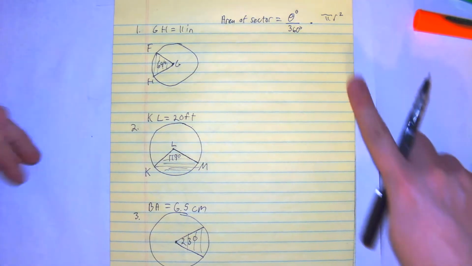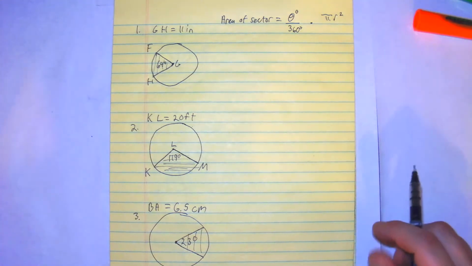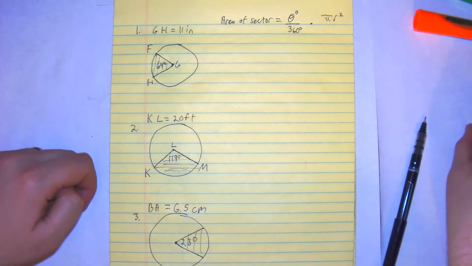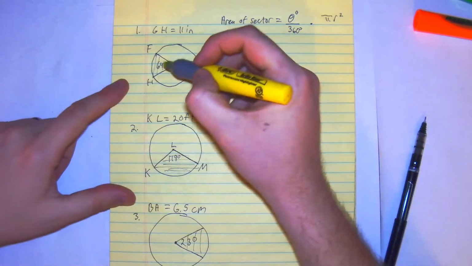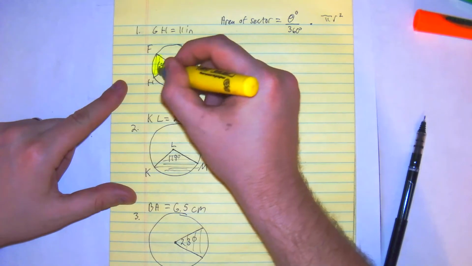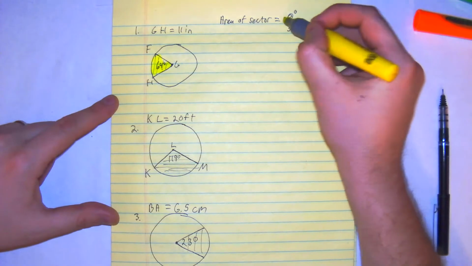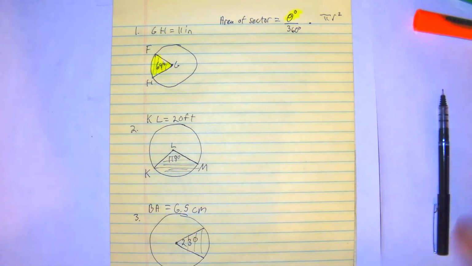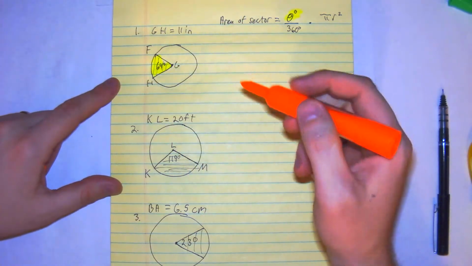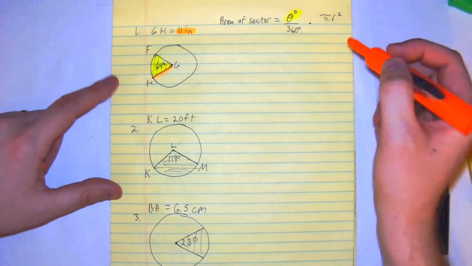This sector has a central angle of 64 degrees. Alright, so first, for number 1, we have our degrees as 64 degrees. That's our sector. We're trying to find the area of this. So what is the area of this slice of pizza, basically? So that's our first part. Next part is that we have a radius, GH, which is equal to 11 inches.